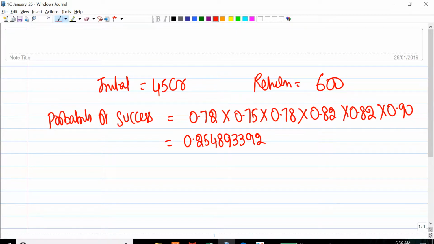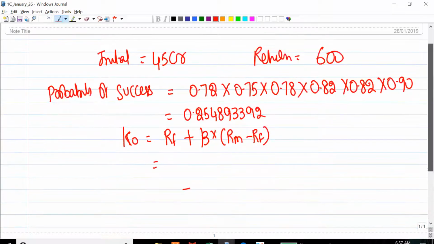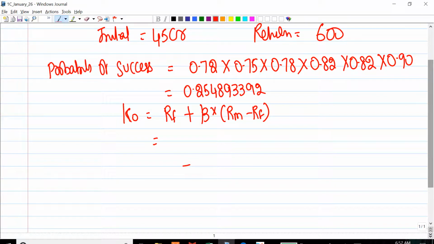Surviving for the 6 year period, it can fail at any point of time. Another thing which I have to do is cost of capital, which is equal to RF plus beta into RM minus RF. The figures are given in the question. Risk-free rate plus beta into RM minus RF.